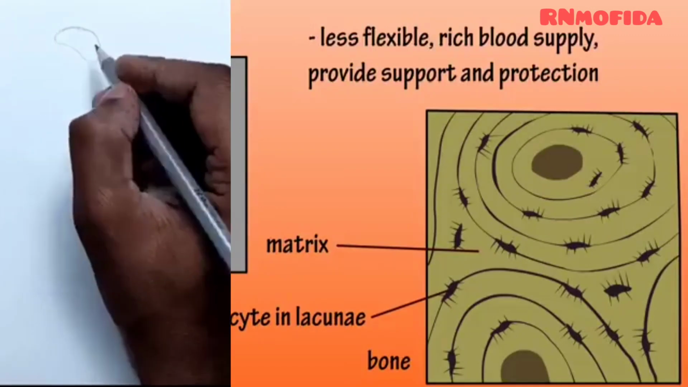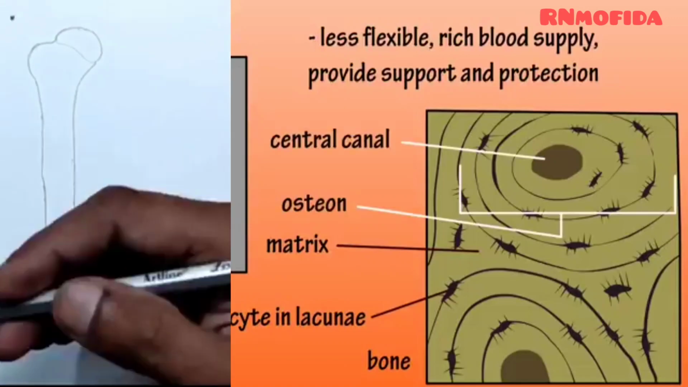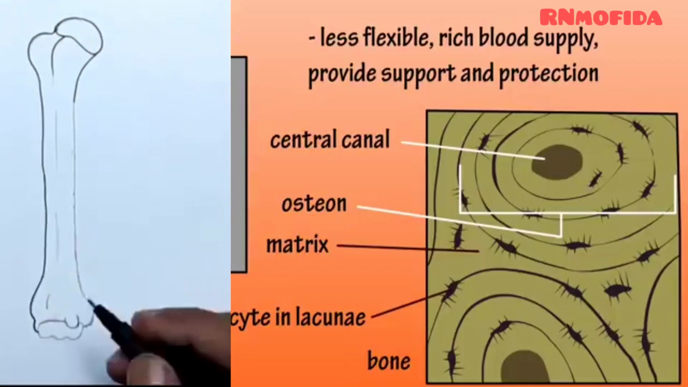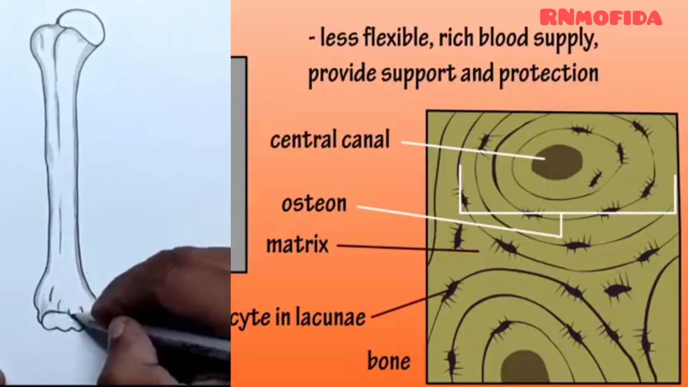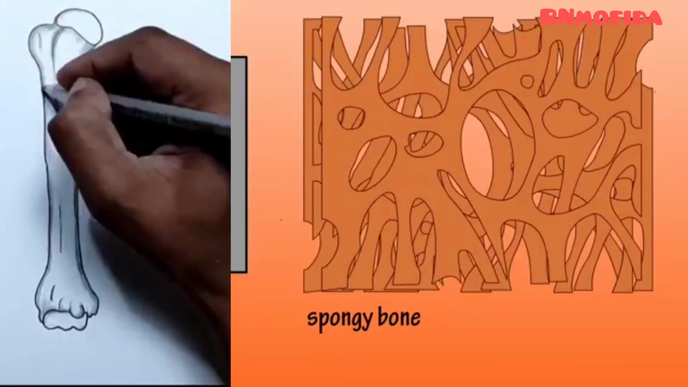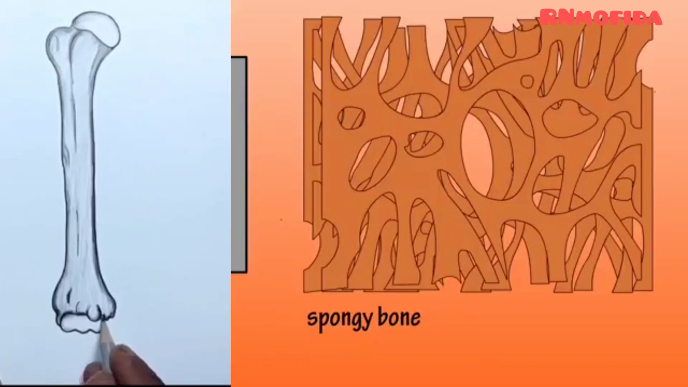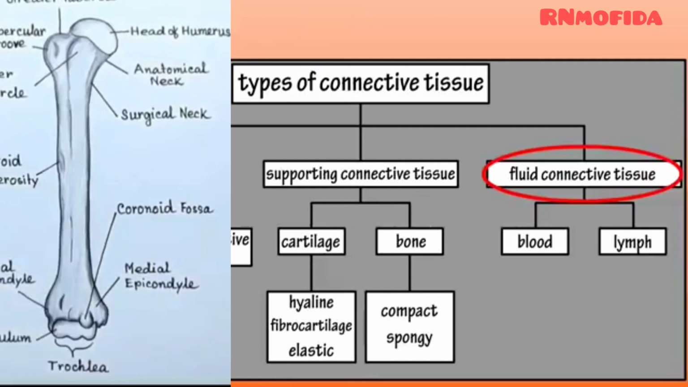Compact bone forms cylindrical structures called osteons, which look like a canal, and inside there is a central canal, with matrix rich in blood supply and nerve supply. Then coming to spongy bone, it has a spongy and porous appearance. It consists of a network of bony spicules known as trabeculae.